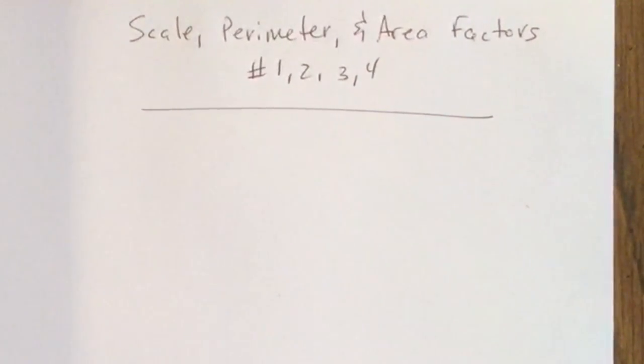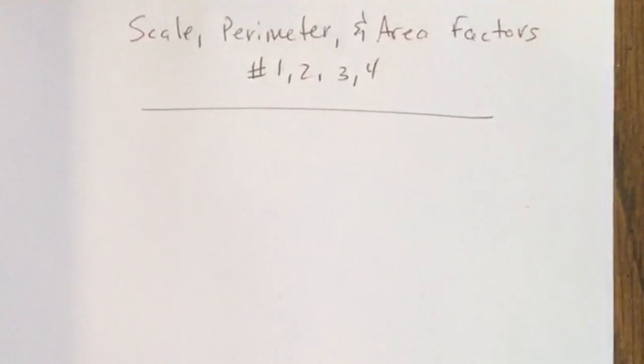This video is the reteaching video for questions 1, 2, 3, and 4 on the stretching and shrinking unit test, which covers scale factor, perimeter factor, and area factor. The main focus of this section of the test was simply to understand the relationship between the three things.